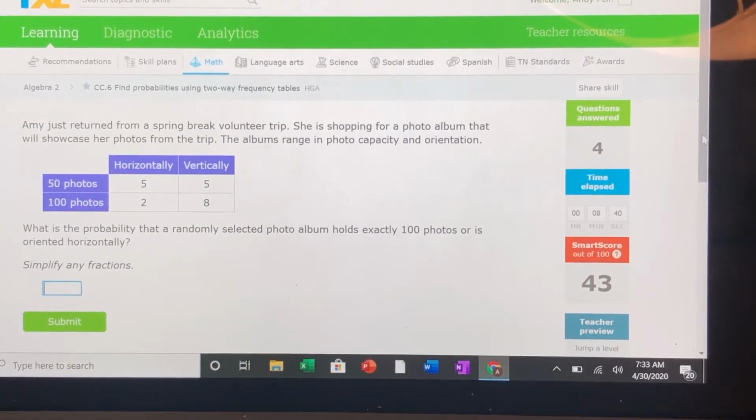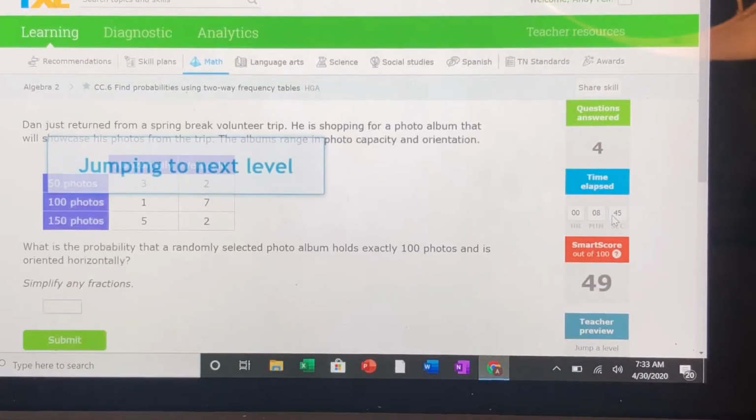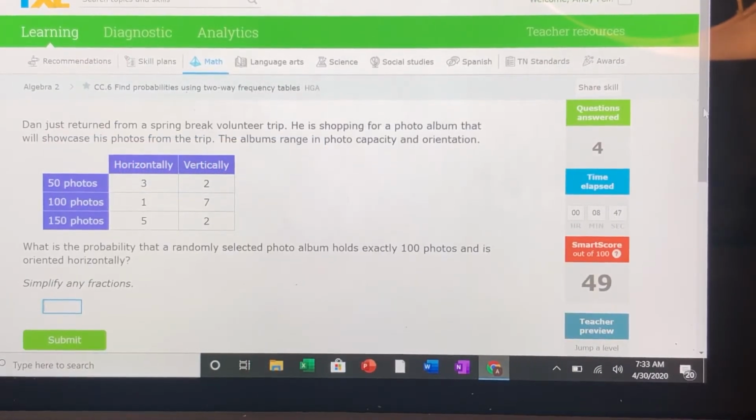All right. Let's jump up another level. Let's see how we do here. We're up to 49. Let's see what we get here. Dan just returned from a spring break volunteer trip. He is shopping for a photo album that will showcase his photos from the trip. The albums range in photo capacity and orientation.